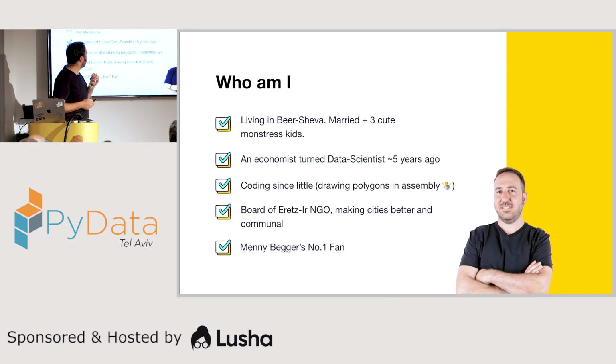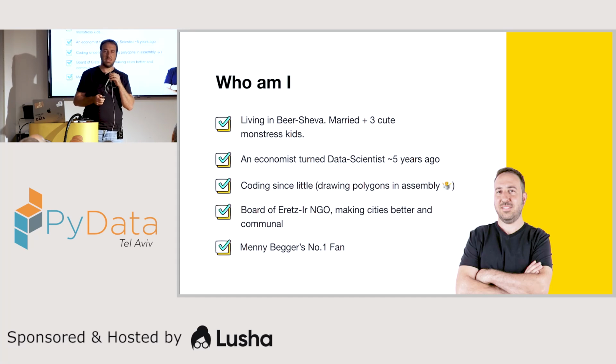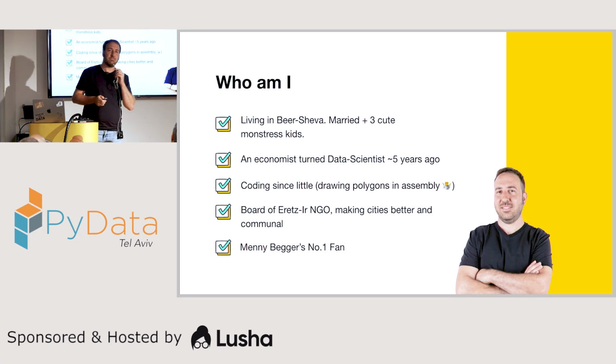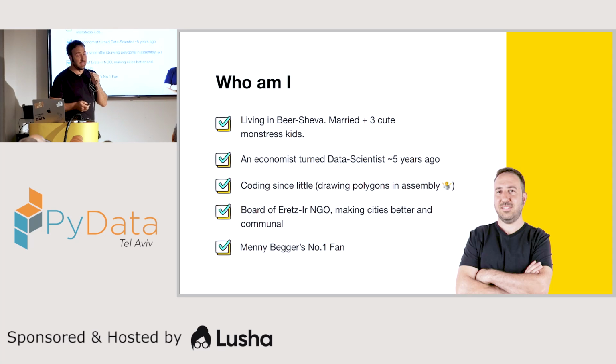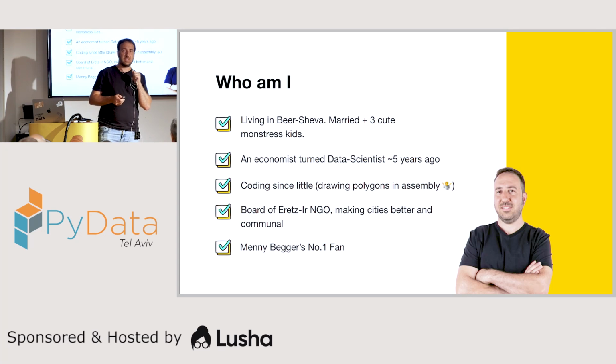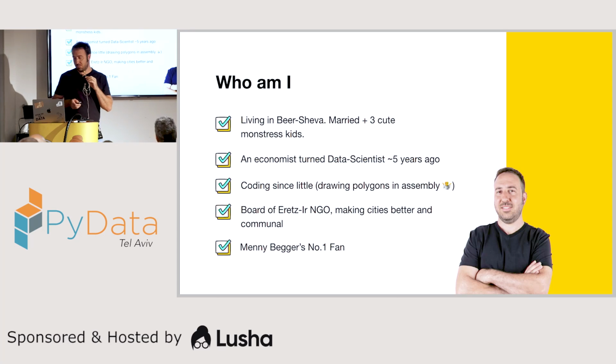So who am I? My name is Idan. Nice family guy, 3 kids. By education, I'm an economist, turned data scientist around 5 years ago, and I love it very much. Kind of a geek, a coding geek. Also volunteering in Eretz NGO for almost a decade, and number 1 fan of number 1 singer in Israel, Mini Beggar.